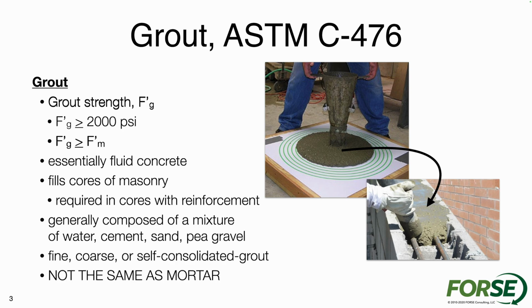Grout has to be at least 2000 psi or stronger. The strength of the grout also has to be greater than the overall assembly strength. Grout is essentially fluid concrete. It's going to be there to fill the cores of masonry.